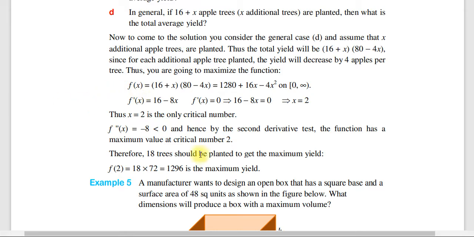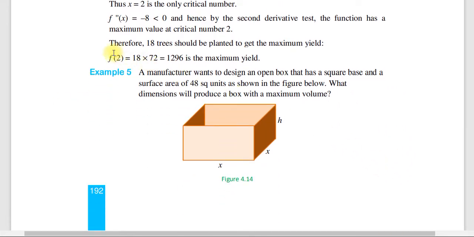We work it this way. Another example: a manufacturer wants to design an open box that has a square base and a surface area of 48 square units, as shown in the figure below. What dimensions will produce a box with the maximum volume?